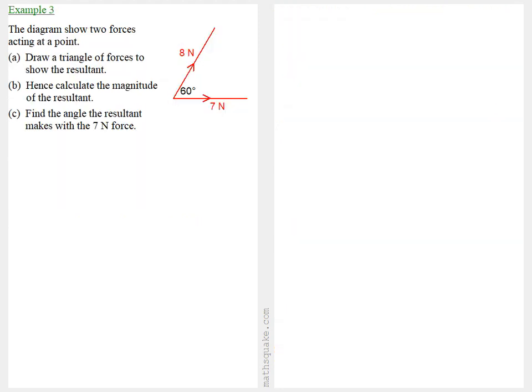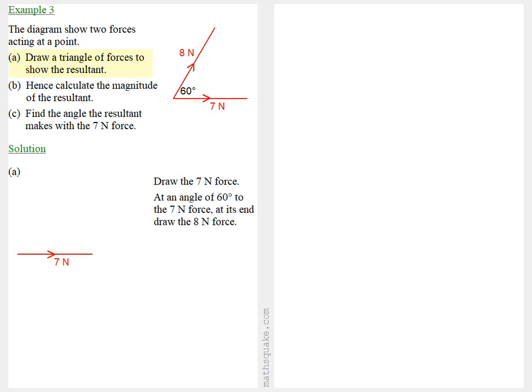In example 3, we're given a diagram showing two forces acting at a point. In part A, we're asked to draw a triangle of forces to show the resultant. Now to do this, we first draw the 7 newton force. Then, at an angle of 60 degrees to the 7 newton force, at its end, we draw the 8 newton force. We then draw the resultant.